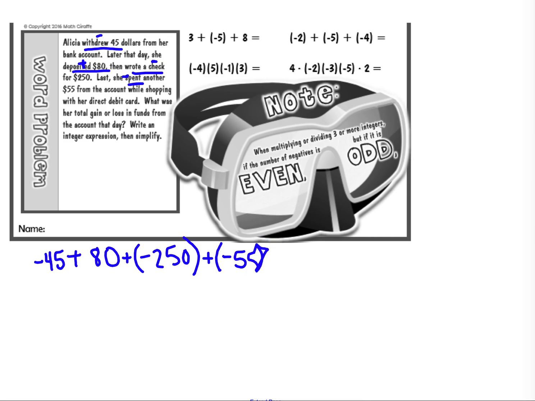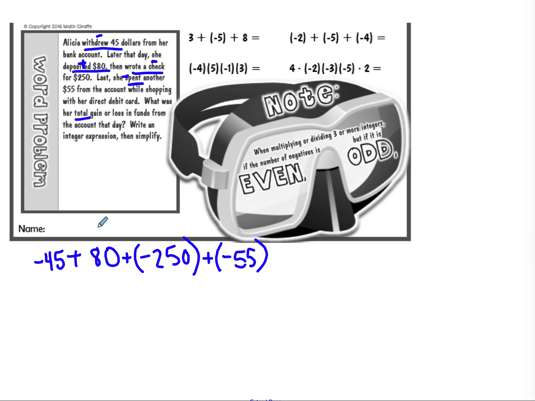Okay, I'll erase that. It's a little sloppy so you can see it a little better. All right, let's try that again. Negative 55. Okay, so I can add in any order that I want to. And I know it's an addition problem. My key word here is total. Total means we're adding.